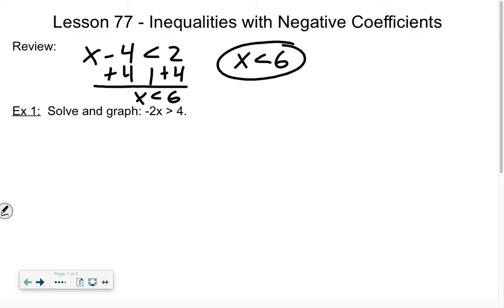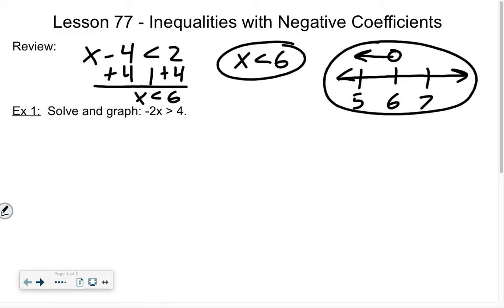This was our solve part, and again, if we wanted to graph it, 6 would go in the middle, with 7 and 5. We need an open circle above 6, and then we want all the x's that are less than 6, so that arrow would be going to the left. So again, this is nothing new. You guys have been solving inequalities for a couple of weeks now, solving as well as graphing.